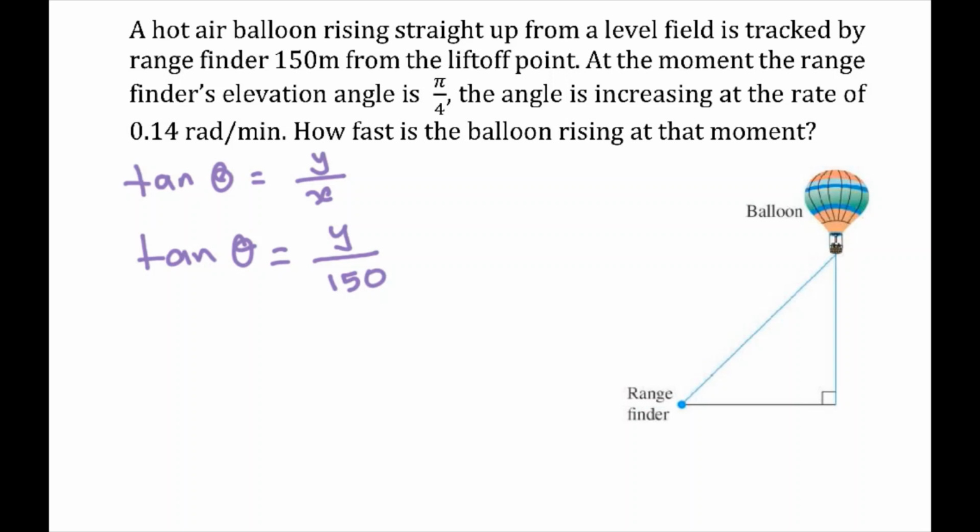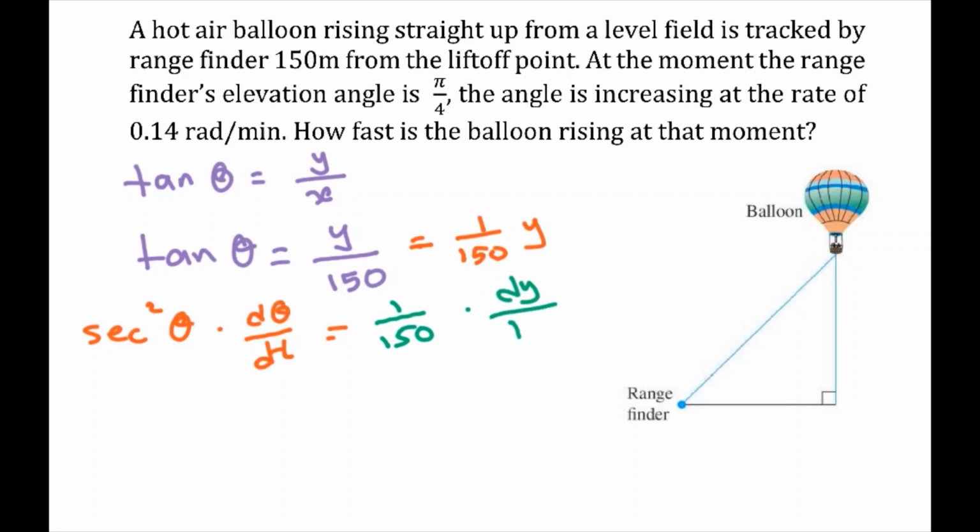Now, what I'm going to do is differentiate this equation with respect to t, okay? So let's first differentiate tangent theta. The derivative of tangent theta is secant squared theta, and then the derivative of theta is d theta over dt. Don't forget that. Equal. This is basically equivalent to 1 over 150 times y. So I can say 1 over 150 times dy over dt. Now, I know what d theta over dt is, right? And I know theta. So I could easily substitute.